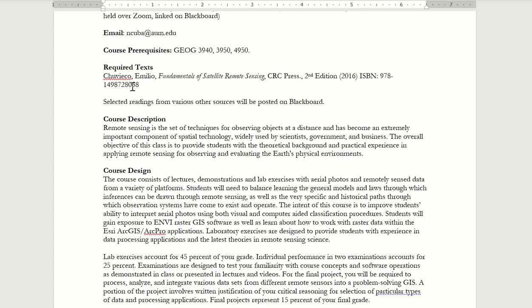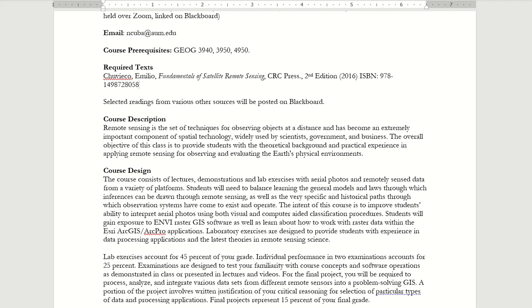Required text for the course, just one book by Chuvieko, Fundamentals of Satellite Remote Sensing, CRC Press. Here it was assigned the second edition, which came out in 2016, and here's the ISBN number if you need to find it. So this is an update, the same textbook, updated version compared to the last time the course was taught.